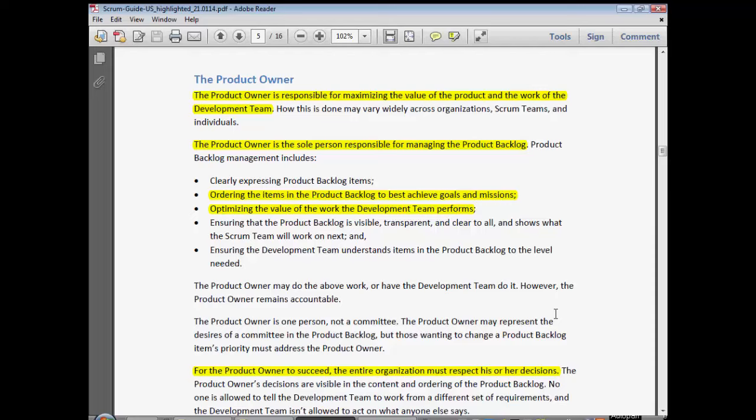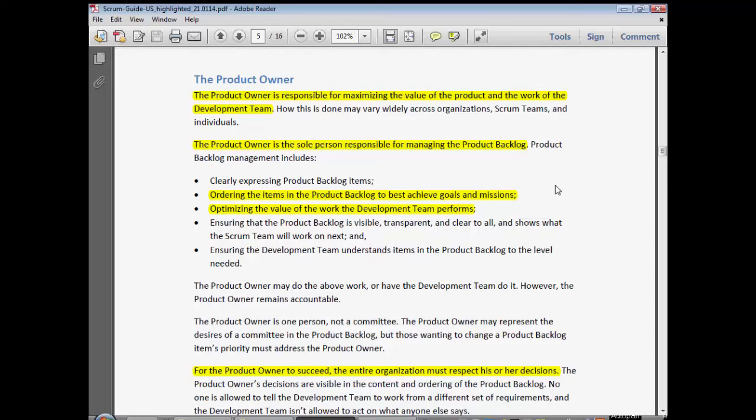The product owner is the sole person responsible for managing the product backlog. So there's that word responsible. A lot of times in industry, I've seen situations where the product owner hasn't taken responsibility or doesn't realize that they are the only person responsible for managing the product backlog. And sometimes the Scrum Master has to get involved here just to coach them to understand that.